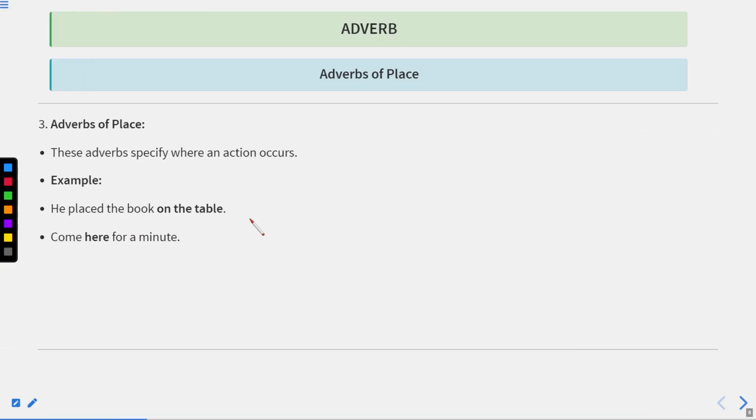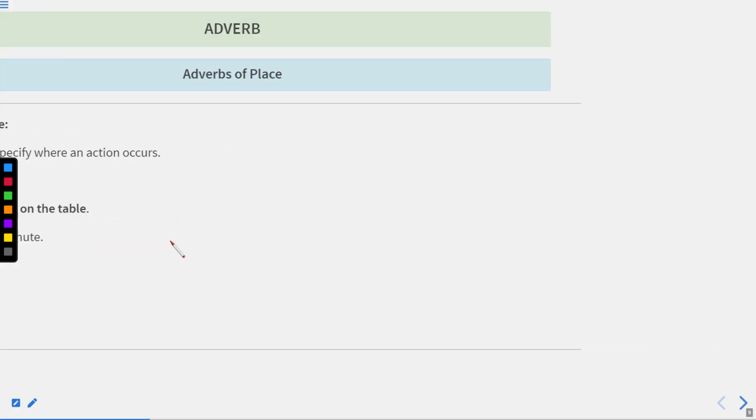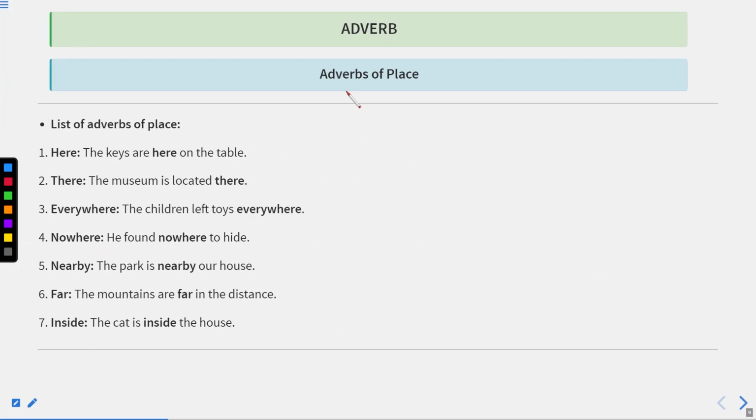Adverbs of place. These adverbs specify where an action occurs. Example, he placed the book on the table. So he placed the book where? On the table. So this on the table replies to the question where. Thus it is an adverb of place. Come here for a minute. So come where? Here. So this replies to the question where. It means this is an adverb of place. For a minute, it means just for 1 minute. Okay. Now let us move to the next one. We'll discuss adverbs of place and the list of adverbs of place.